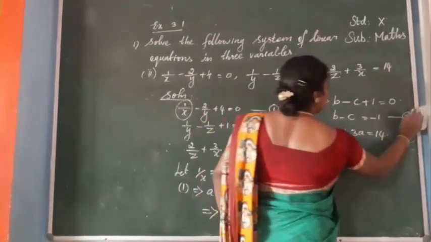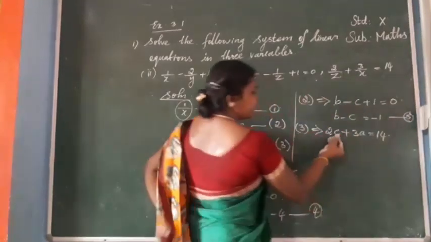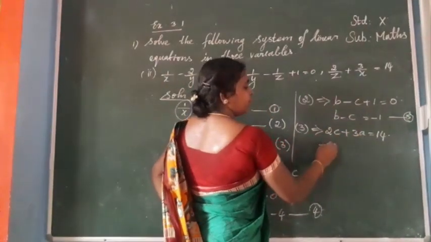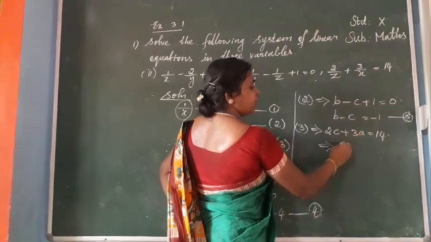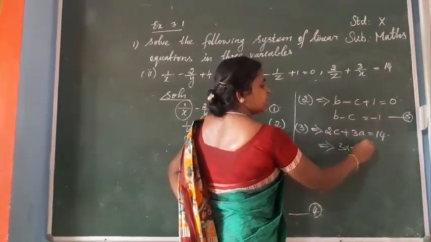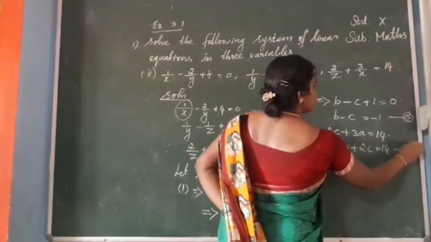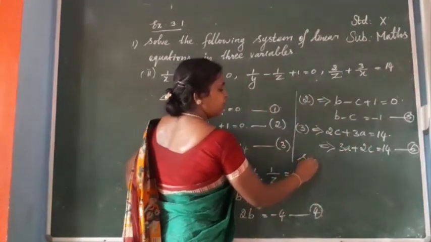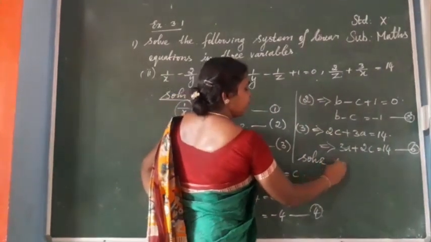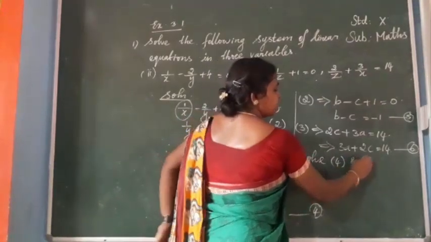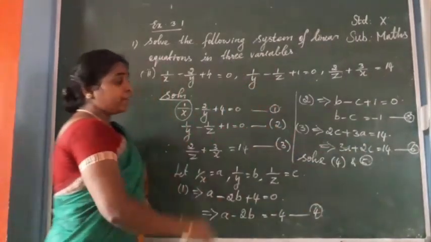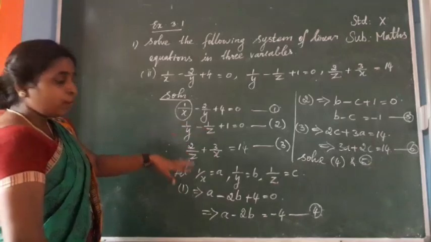Before that, here you see c is first, so you convert it and write the equation 3a + 2c = 14. This is equation 6. Okay, now solve equations 4 and 5.